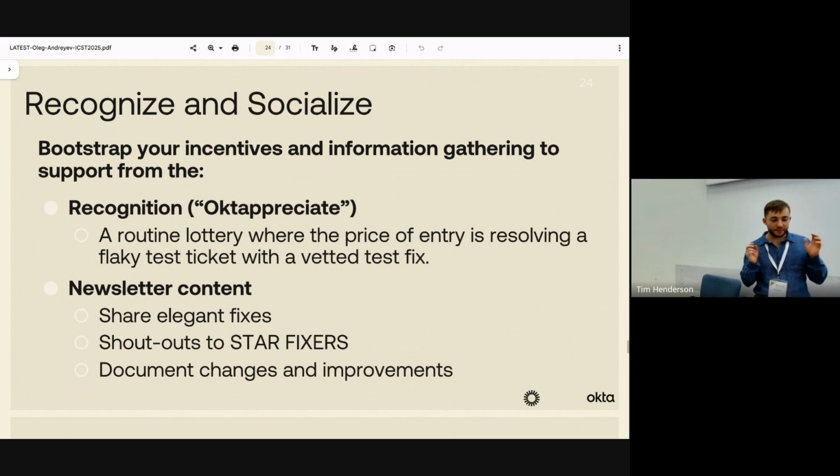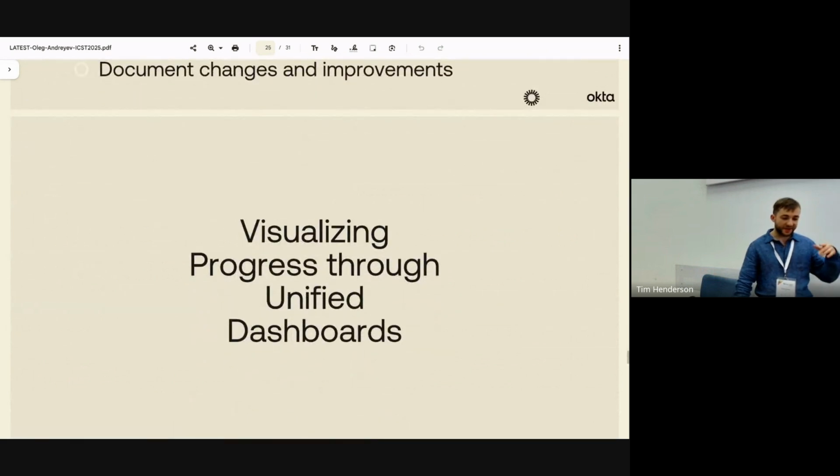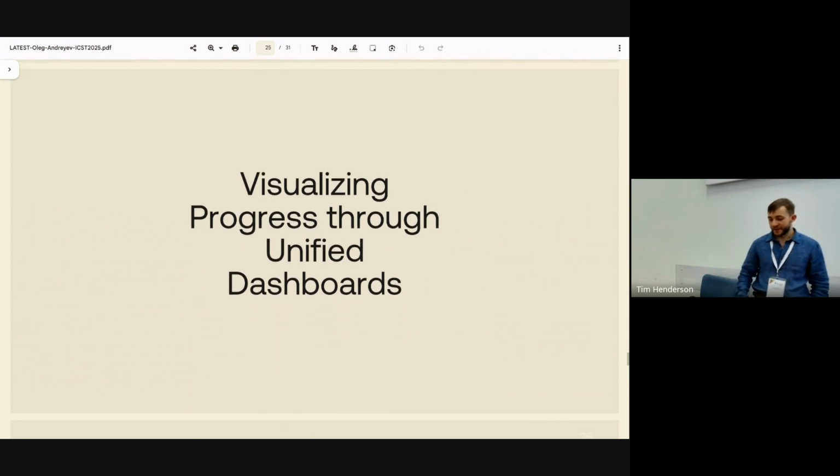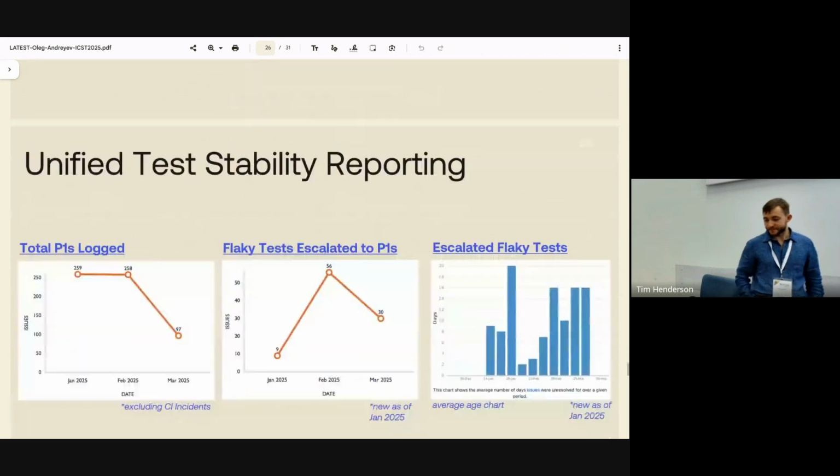I was able to bootstrap a $25 lottery for test stabilization fixes. All of them were entered into it, and once a month or whatever, I would throw all the names in, and some people get a relatively small amount of financial reward, but it did help incentivize them. And then obviously we have newsletters. So we talk about the fixes and the people doing the fixes, the type of fixes in the newsletters, and distribute them widely. Let's look at the dashboards.